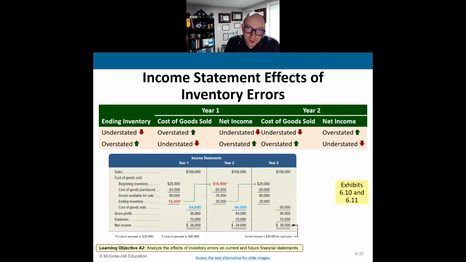If the ending inventory is overstated, that means cost of goods sold is understated. That means our net income is overstated. In year 2, we make the adjustment. It will overstate cost of goods sold, which means it'll understate net income. It balances out. Sometimes it balances out over time, is what we're saying. Okay? It's when we have errors.